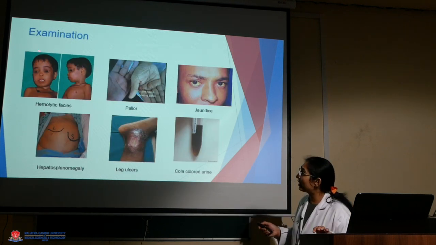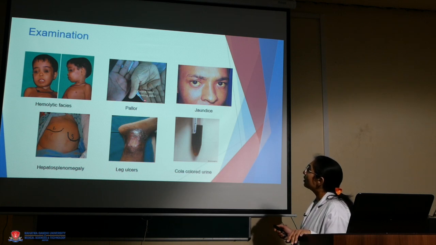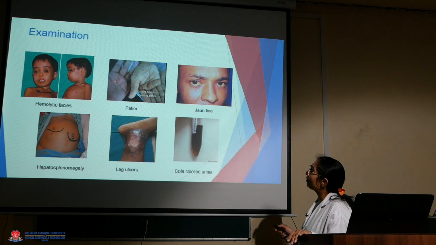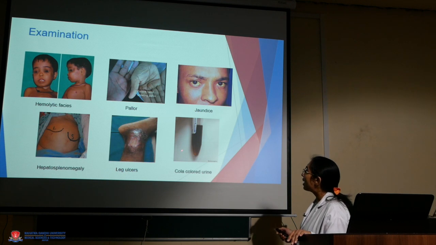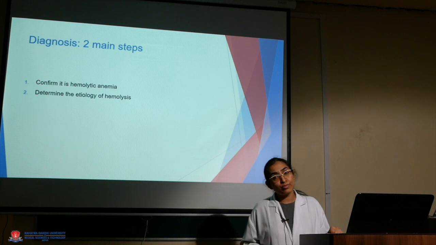So this is a clinical picture. These are the hemolytic facies typically seen in our thalassemia patients. This is pallor, where you compare your hand with the patient's hand. This is your hand, this is the patient's hand, which is looking pale. This is jaundice, this is hepatosplenomegaly, these are the chronic leg ulcers, and this is the cola colored urine which you can see. So how do you diagnose hemolytic anemia?